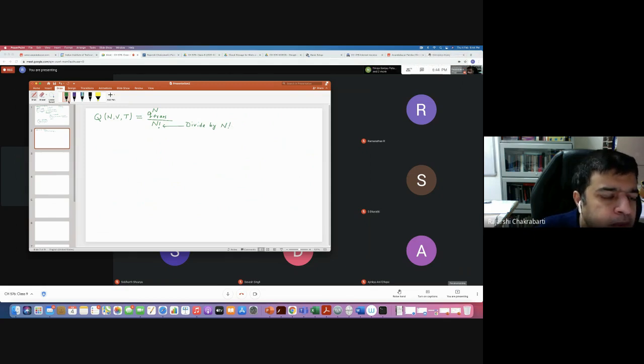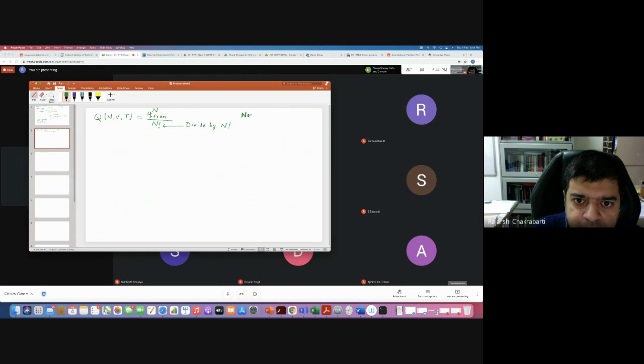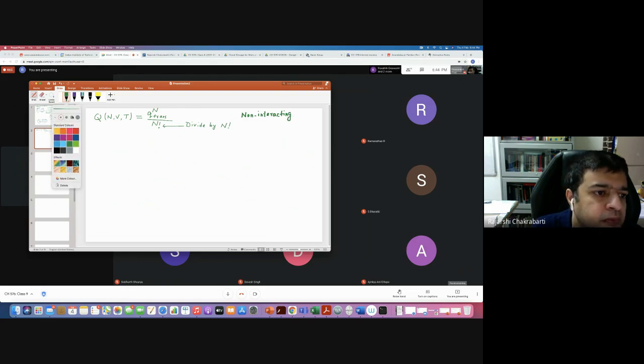Okay. Now, why divide by n factorial? I'll explain this better in the next class. But for this class, take it for granted that it works. And this is for non-interacting and indistinguishable particles, or identical particles.